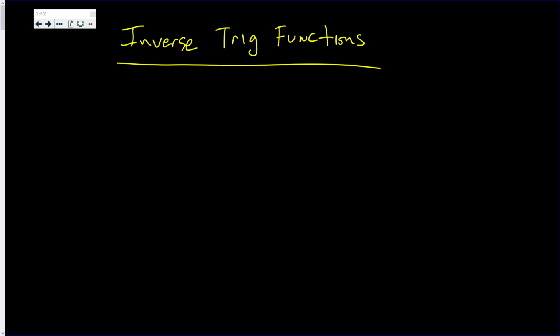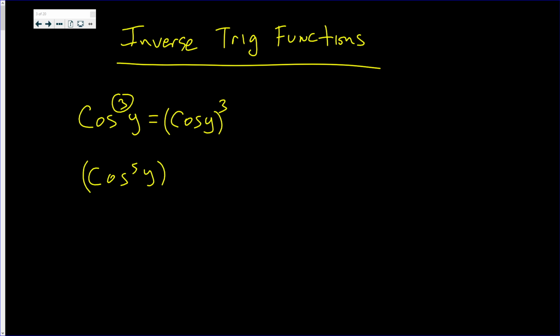Inverse trig functions. Let's just talk about something first. If somebody writes cosine cube of y, or cosine to the third of y, they mean this. If they say cosine 5 of y, they mean cosine of y to the 5.